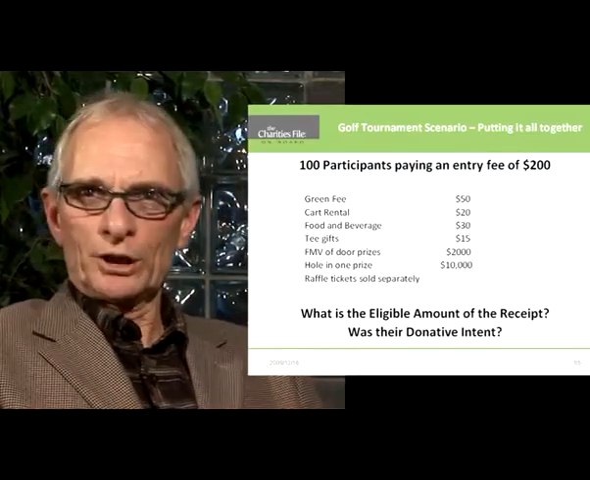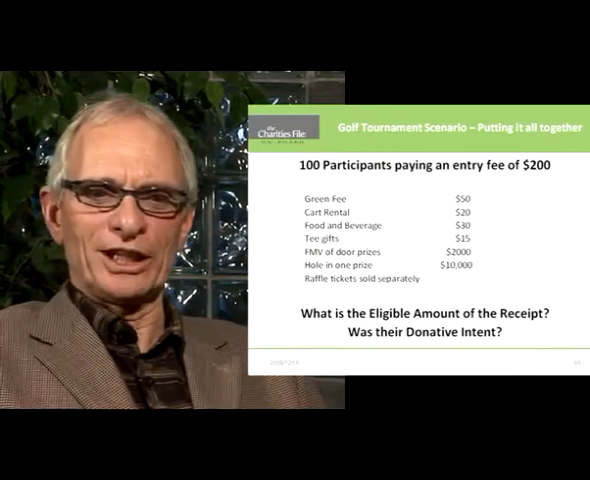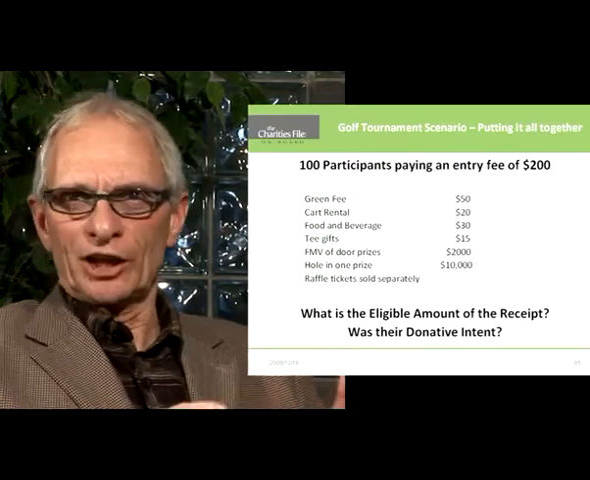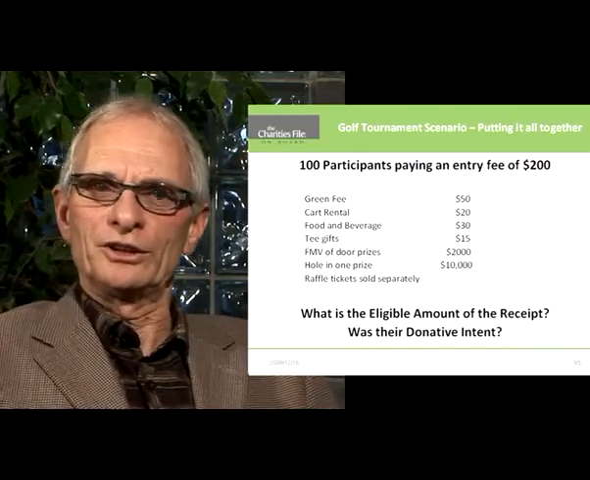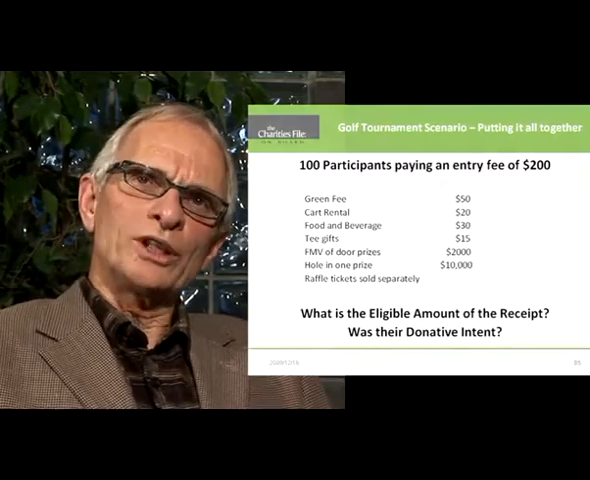There's a hole-in-one prize, $10,000 if you happen to get it, and they also have a lottery or a raffle that they run during the event. So the question is, what is the eligible amount of this receipt, and was there donative intent? So if you look at these numbers, then they can be broken down into two parts.